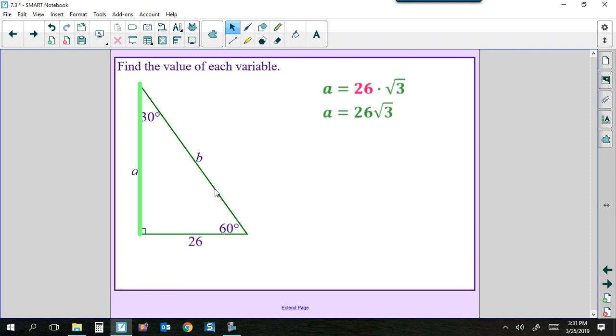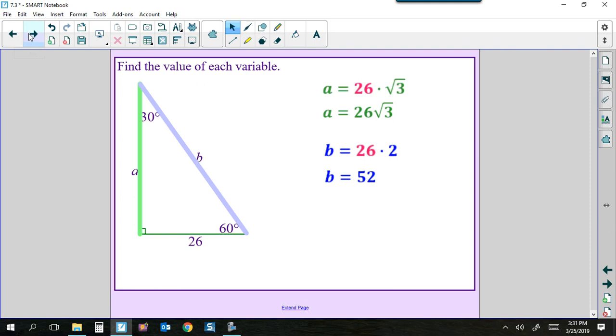So easy. B is our hypotenuse. Well, B we know is going to be the short leg times 2 then. Well, what is our short leg again? 26. So it's going to be 26 times 2. 52. So B is 52. So easy. Again, that's going to be the easiest because to find A and B, you're multiplying. Multiplying is always a little bit easier than dividing.